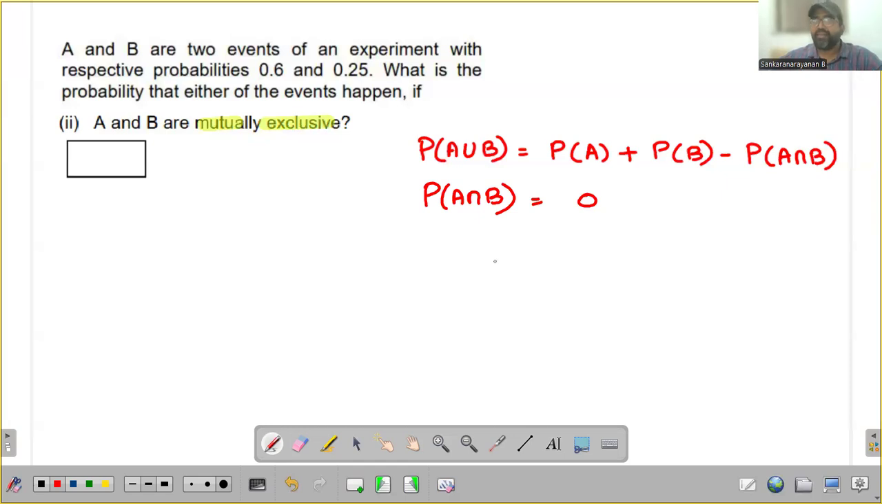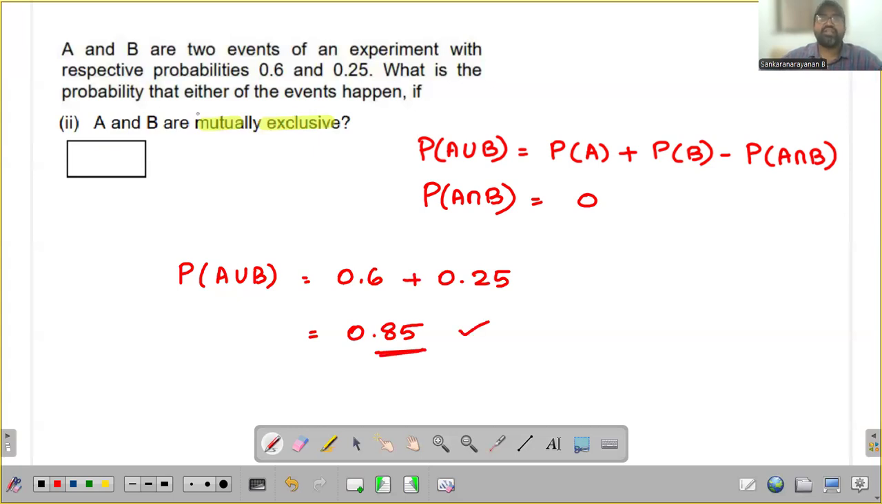A and B will never happen together. That's what it means, mutually exclusive. So P of A intersection B will be equal to 0. In that case, we can consider probability of A or B, that is equal to P of A plus P of B minus 0. So that's why I didn't write 0.6 plus 0.25, it will come as 0.85. That is going to be our answer when the events A and B are mutually exclusive.